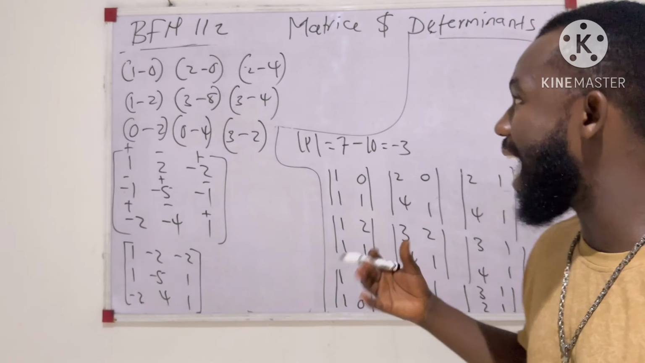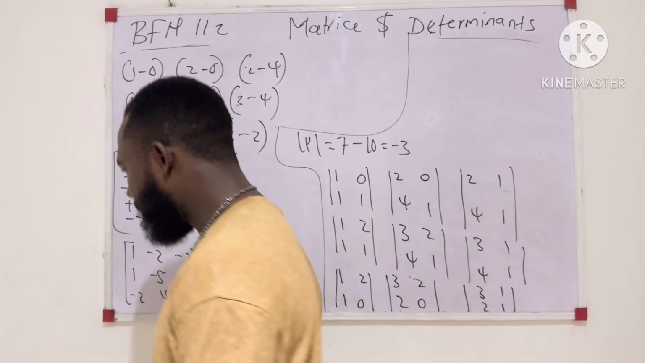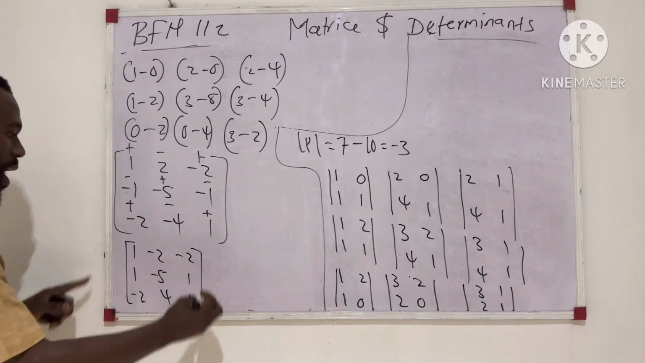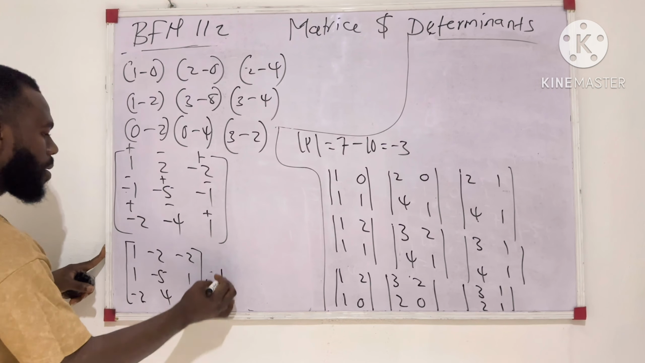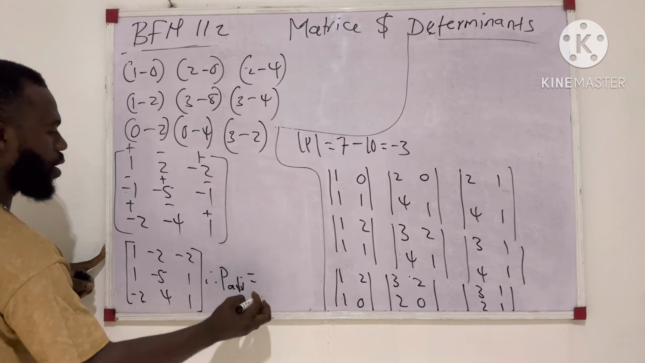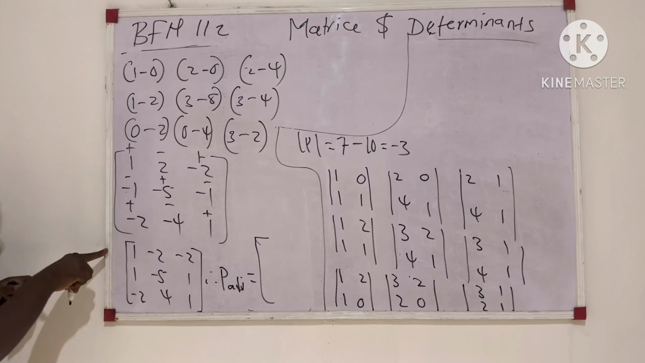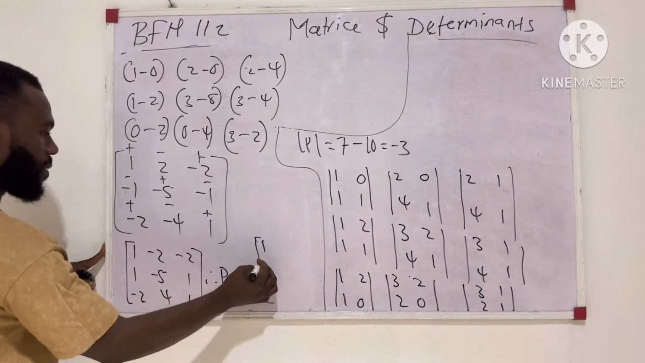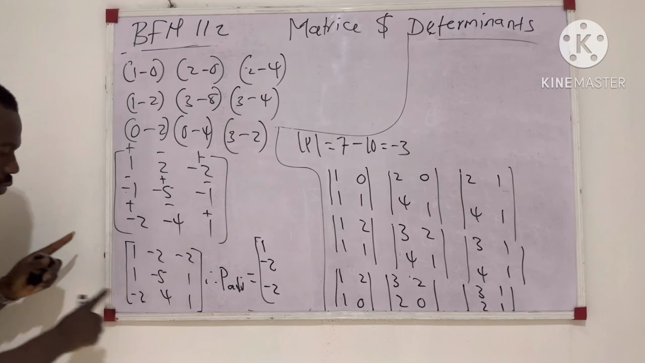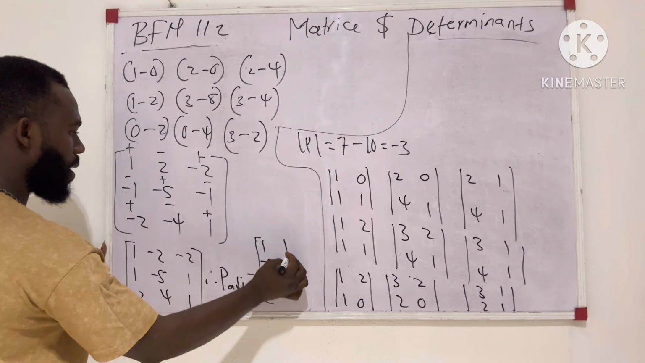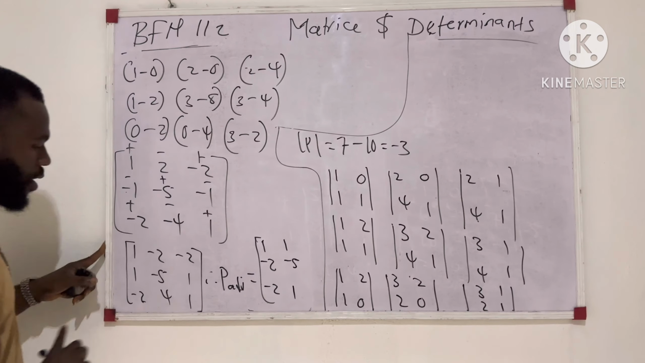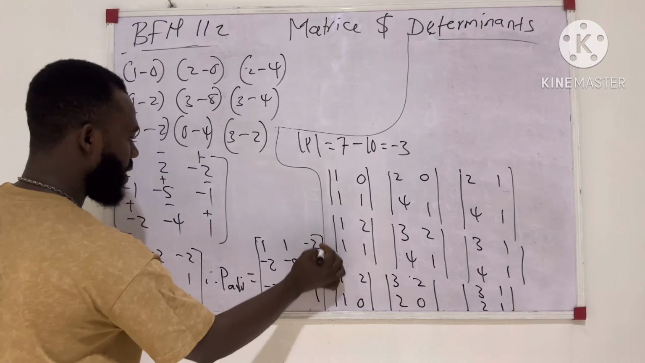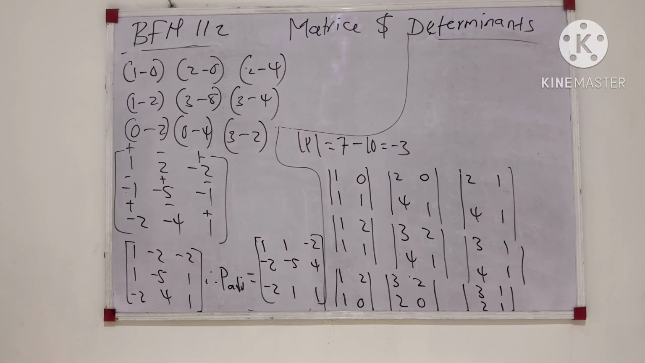But don't forget we are looking for the adjoint, not the cofactor. And we said the transposition of the cofactor gives us our adjoint. Therefore, P adjoint becomes, our first row becomes our column, which gives us 1, minus 2, minus 2. Second row becomes 1, minus 5, 1. Third row becomes minus 2, 4, 1. This becomes our adjoint.